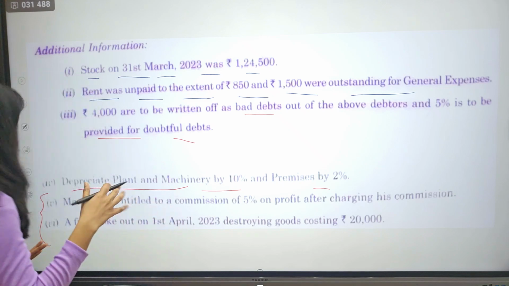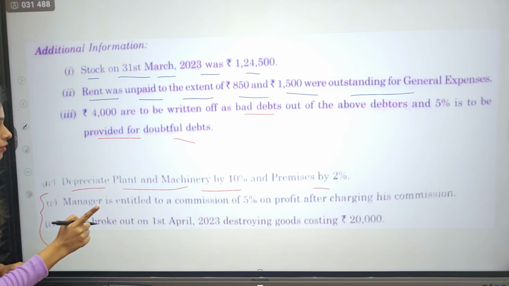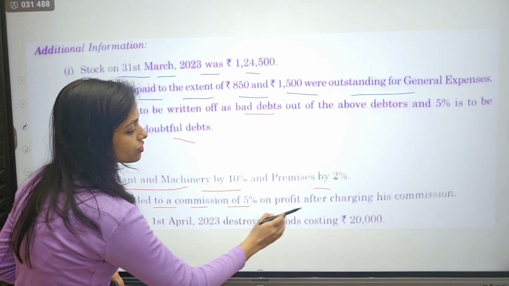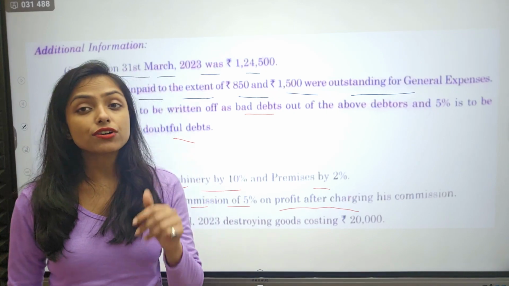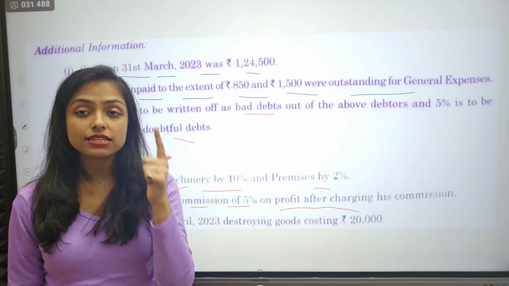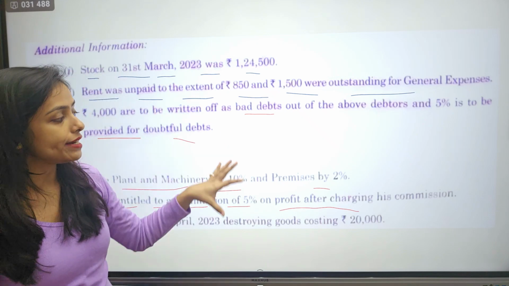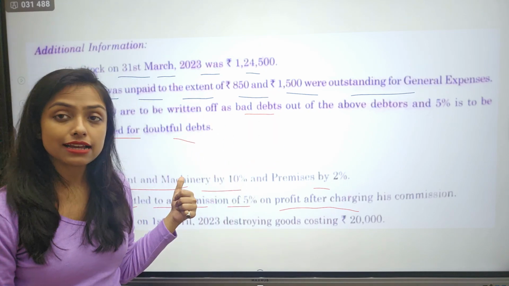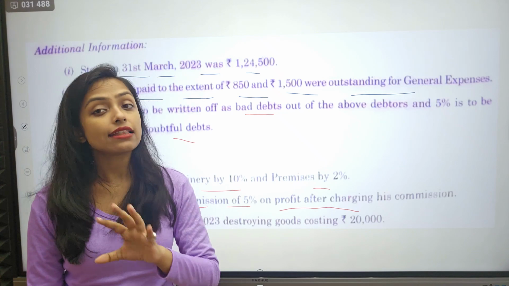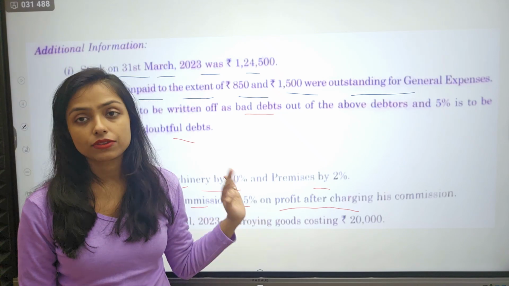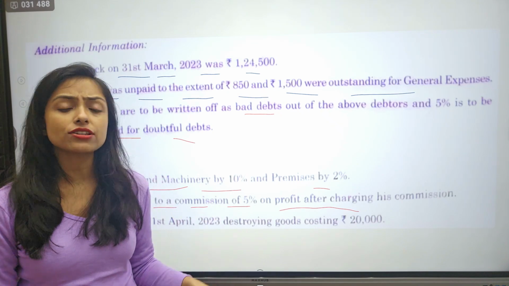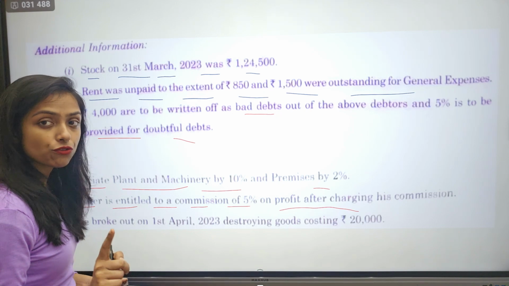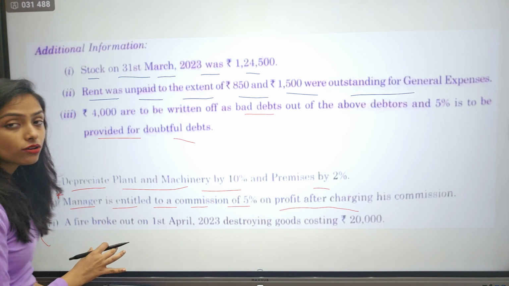Actually, you will notice, let's read it first. One important thing, whenever you get an adjustment like this, manager is entitled to a commission of 5% on profit after charging his commission. Whenever you are getting manager's commission, always remember you have to solve all the points that are given in the additional information, and you have to write all the things that are given inside the trial balance at their right places, and then you are going to finally solve this one. Always remember you have to do the whole question and then read this. Got it? I'll tell you how. I have just told you one rule that we follow while doing this. So, now we have not done the whole question.